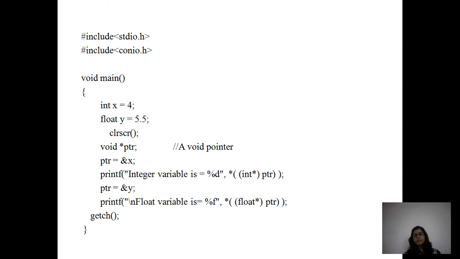That means a void pointer can point to any data type. If we put the address of an integer inside it, it will point to the integer data type. If we put the address of a floating variable, it will point to the floating variable. If we put a char inside it, it will point to the char. This is all about the void pointer that can point to any data type.